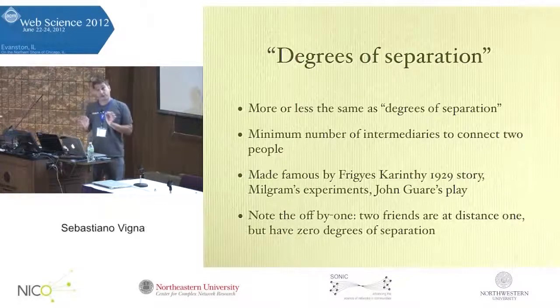Notice a small off by 1. Two friends are at distance 1, but have 0 degrees of separation. Okay, there are no intermediaries.